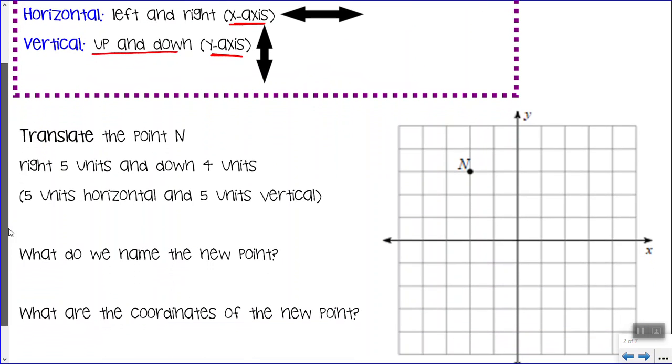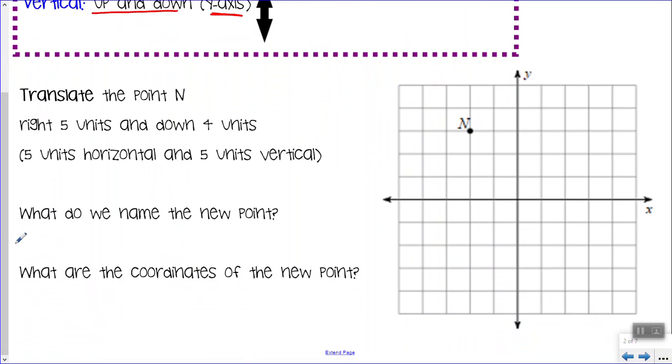Our first one that we have here is to translate the point N right 5 units and down 4 units. Since we're moving right, that's a horizontal translation, so we could write that as 5 units horizontally, and then down is vertical, so we could write that it should be down 4 units. We're going to make that negative 4 units vertical. You want to go ahead and make this change in your packet.